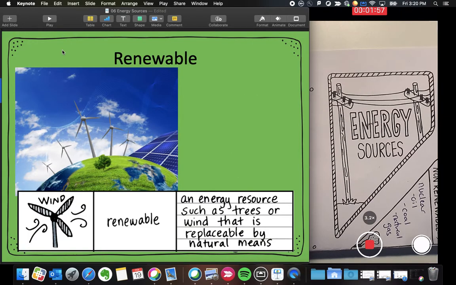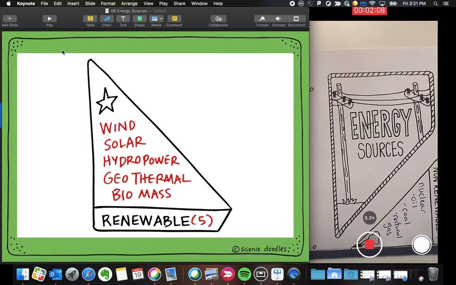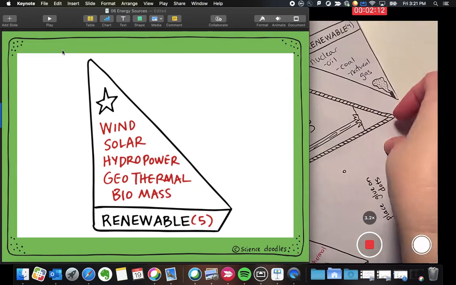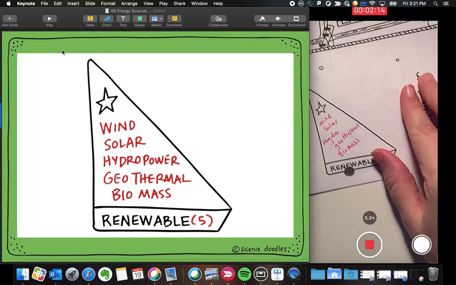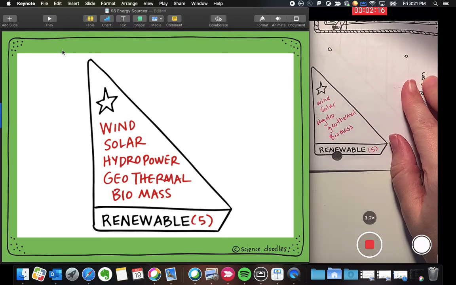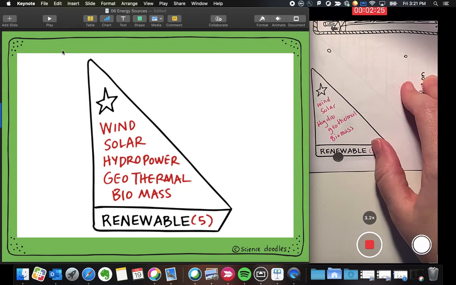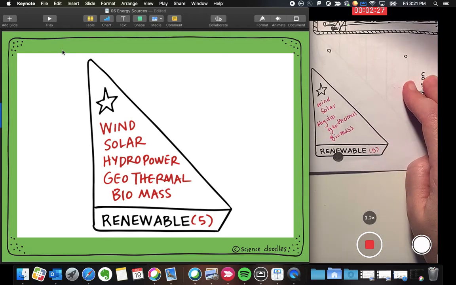Then we get into what is a renewable resource. A renewable resource is one where the energy is replaceable by natural means within a human's lifetime. So our 5 that we're going to start with are going to be these 5 right here. I'm going to do just like the little triangle on the picture says: wind, solar, hydropower, geothermal, biomass. And I'm going to put a little 5 over here because there's 5 of them that we're going to look at.